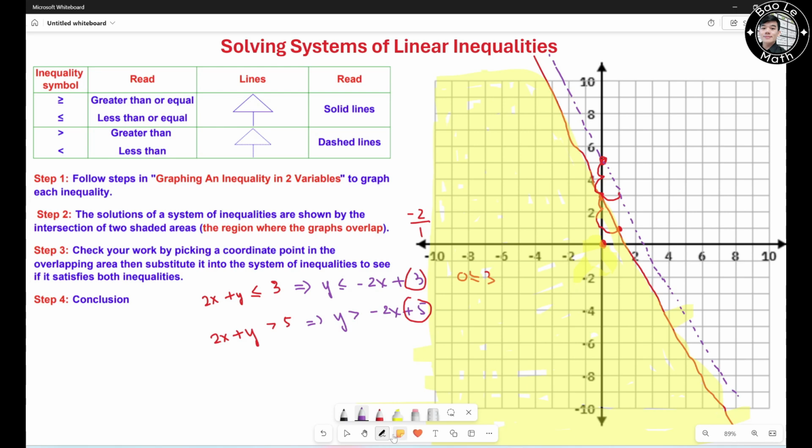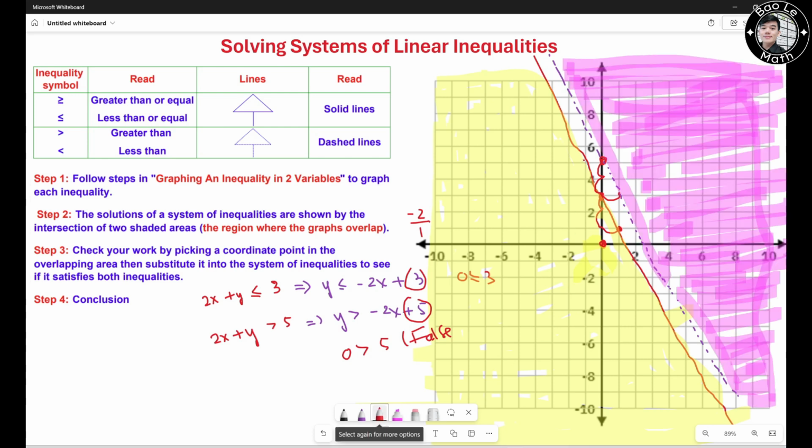Now I need to pick the point 0, 0, and then I'm gonna test, right? So point 0, 0, substitute over here. I have 0 greater than -2 times 0 is gonna be 0. And then this is 5 left right here. So 0 greater than 5, this is false. So because this is false, I need to shade the opposite one, right? So the opposite one should be this guy right here.